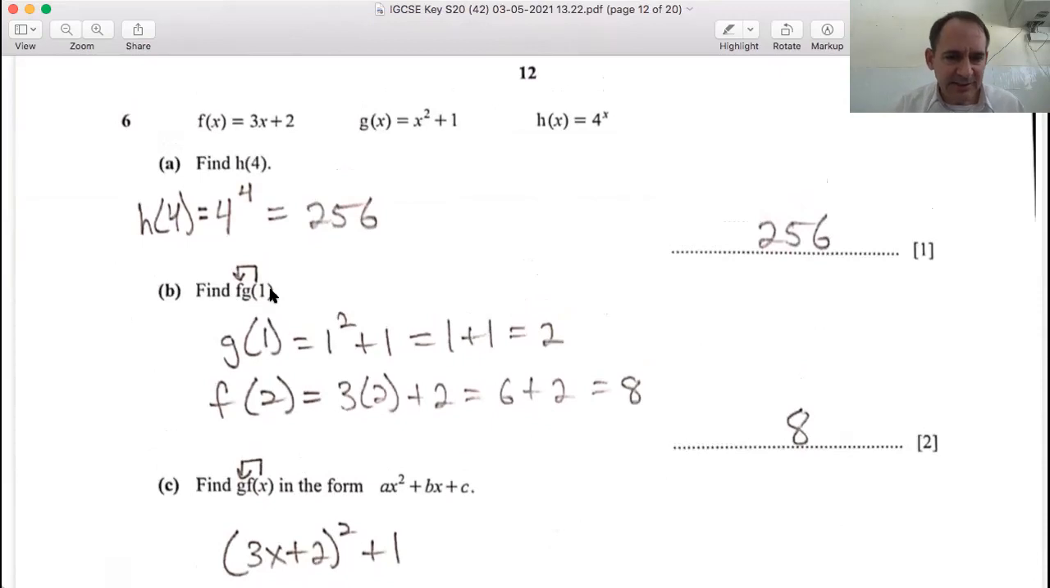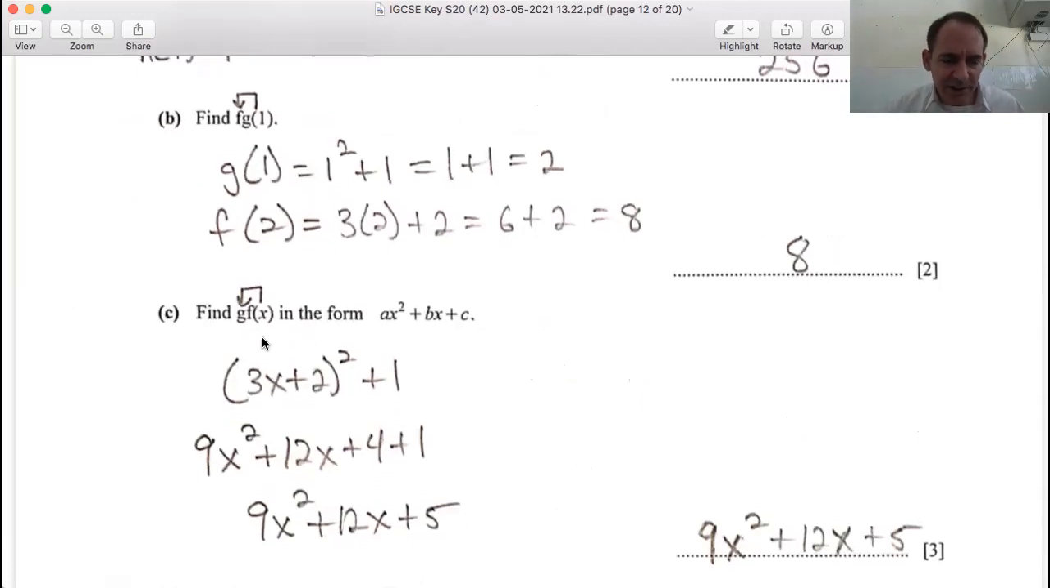Now we have a composite function, so we put the 1 into the g, and we get 1 squared plus 1, which is 1 plus 1, which is 2. Then we put that into the f of x, so we take f of 2 now, and we get 2 times 3 is 6, plus 2 is 8.